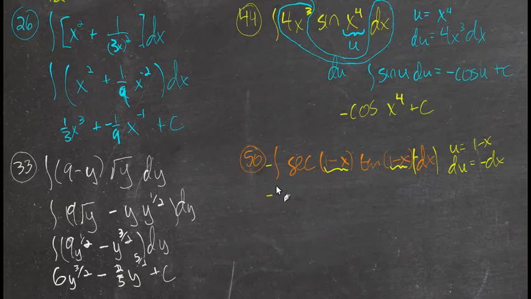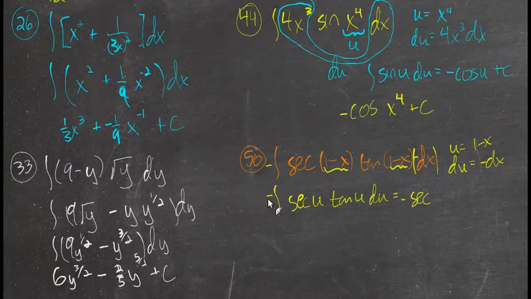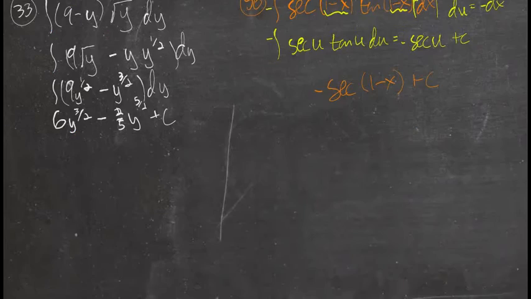So now we have negative integral of secant u tangent u du. And this is the derivative of the secant. So we have negative, right? Negative secant u plus c, and let's go back in terms of x now. u is 1 minus x, so negative secant of 1 minus x plus c. And that does it. Now let me show you an example where that doesn't necessarily happen. Let's jump back to 49.